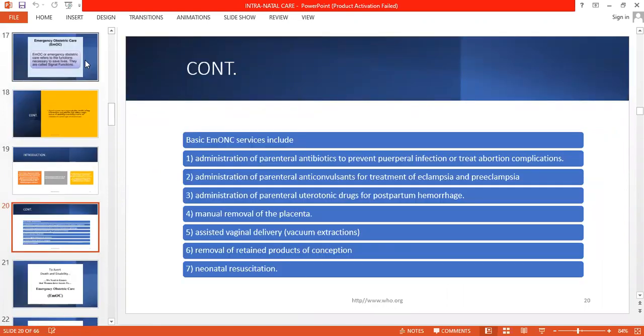What do basic emergency obstetric and neonatal services include? Administration of parenteral antibiotics to prevent puerperal infection and to treat abortion complications, administration of parenteral anticonvulsants for treatment of eclampsia and preeclampsia, administration of parenteral uterotonic drugs for postpartum hemorrhage, manual removal of placenta, assisted vaginal delivery, removal of retained products of conception, and neonatal resuscitation.